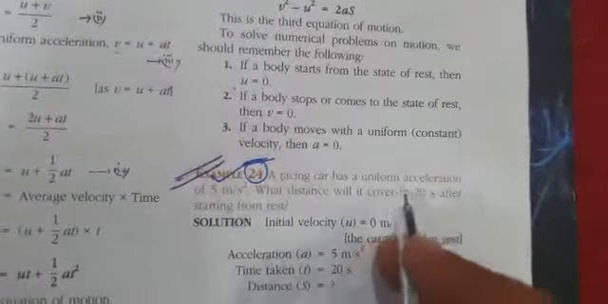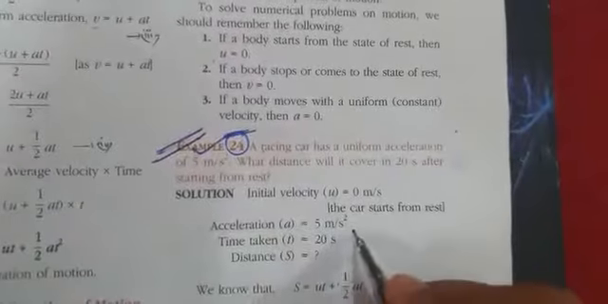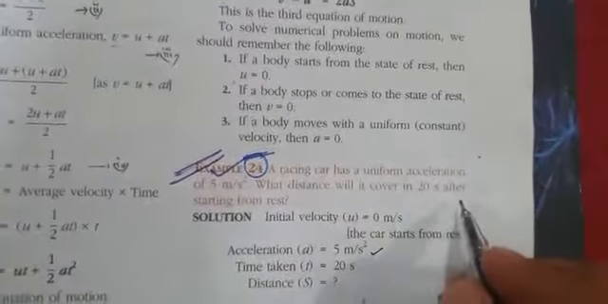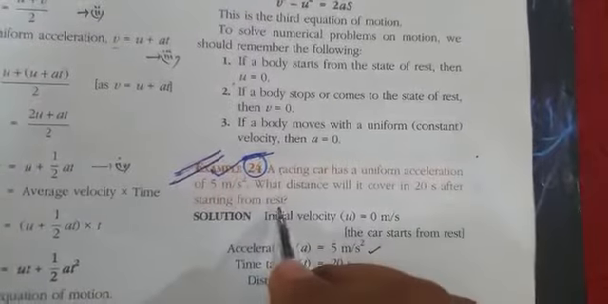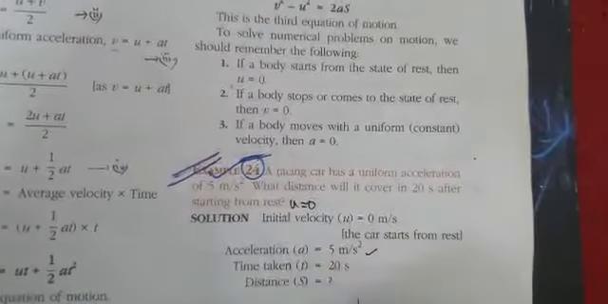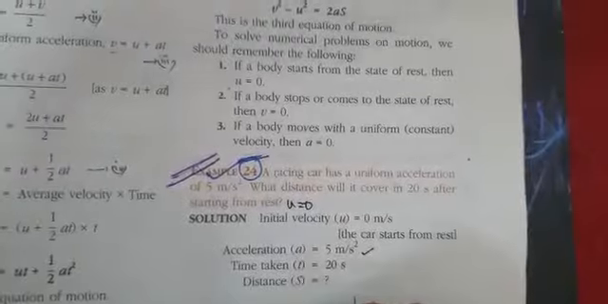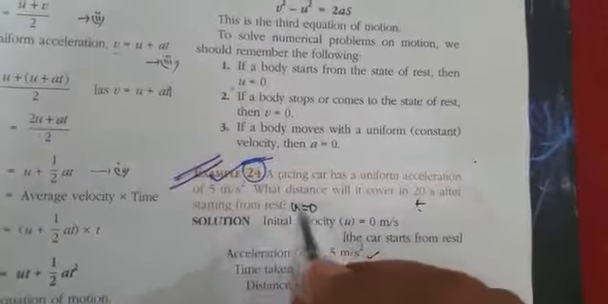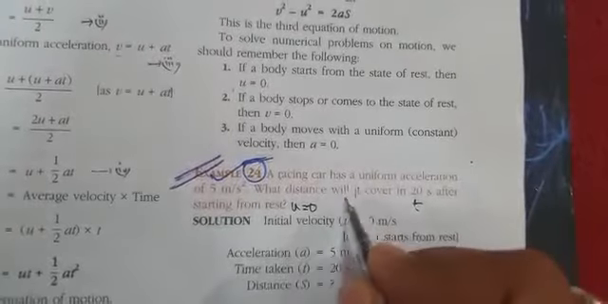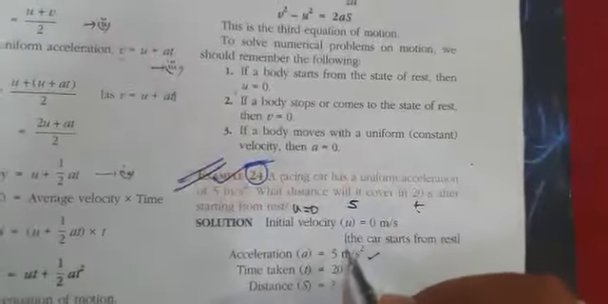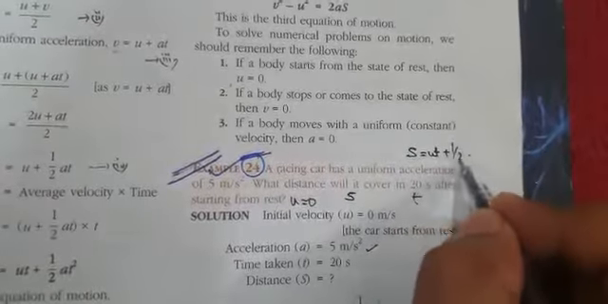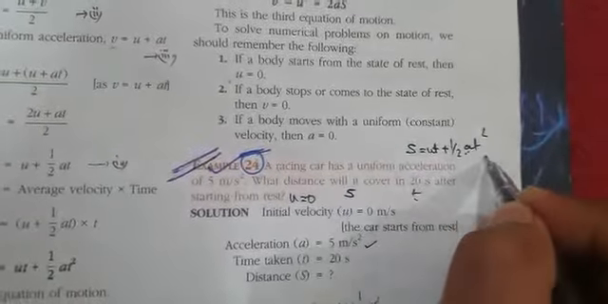A racing car has a uniform acceleration of 5 meter per second square, means acceleration is given, 5 meter per second square. What distance will it cover in 20 seconds? Time is given, starting from rest. So initial velocity u is equal to 0, as it is starting from rest. They have asked the distance, means here displacement s. So you can use the formula s is equal to ut plus half at square, because acceleration is given, time is given, u is given.